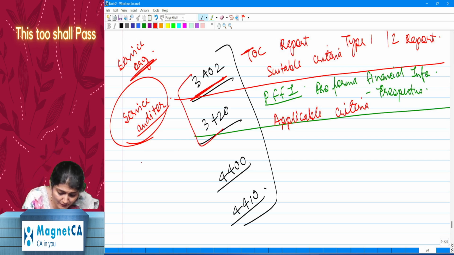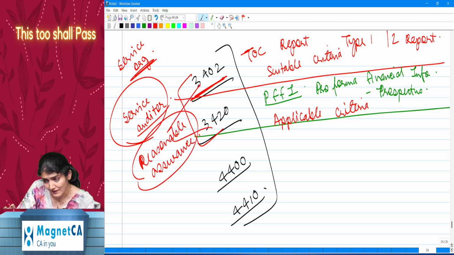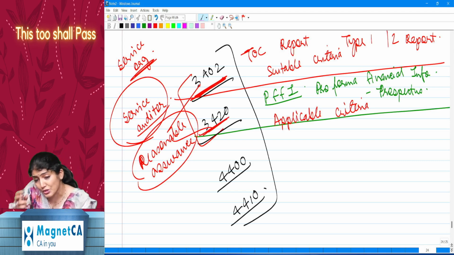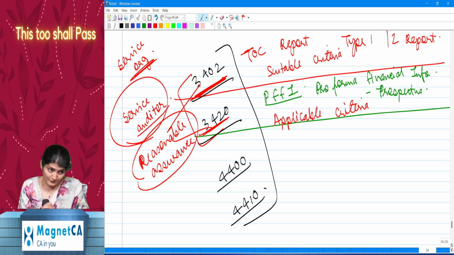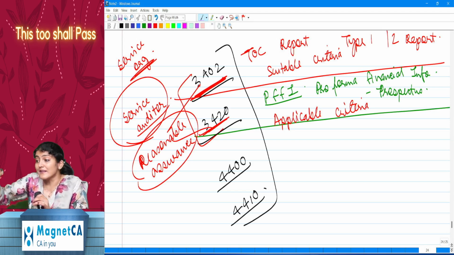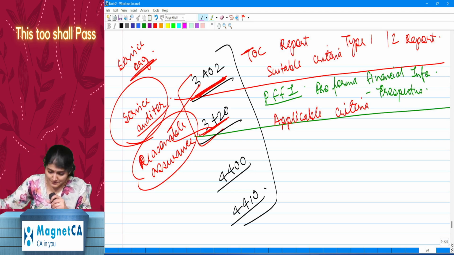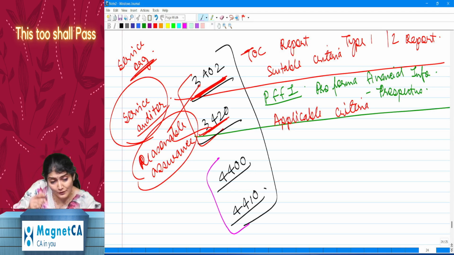In 3402 and 3420, you are going to give reasonable assurance. And you know, reasonable assurance is always given in the form of a positive assurance. But in 3400, it is moderate assurance, negative assurance. But 3402, 3420 is a reasonable assurance engagement, but it is an assurance engagement other than audit or review. Okay. 4400, 4410, no assurance.